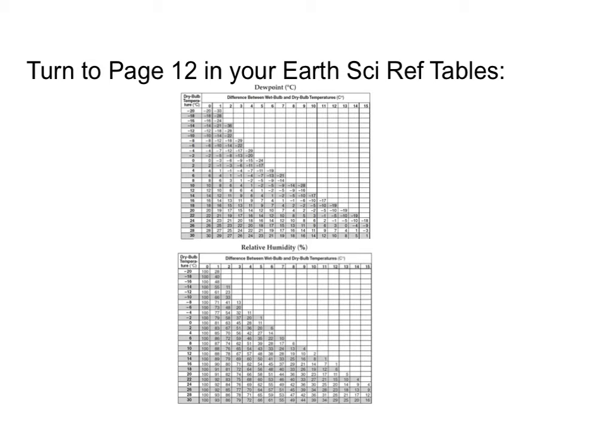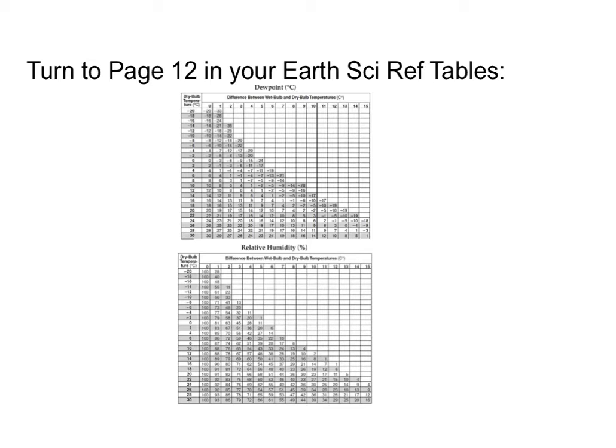All right, you are going to need your Earth Science reference tables, at least page 12. Link right here to the Earth Science reference tables if you need to print that out. If you can't print it out, at least bring it up on another page on your phone so that you can kind of flip back and forth between those two.